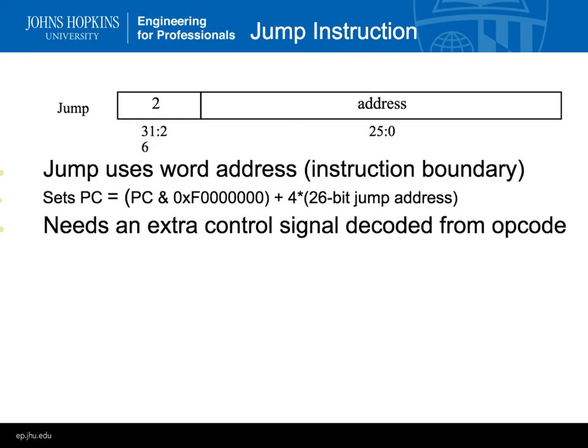And jump. All that does is calculate a new address for the next instruction or program counter. So all we have to do is, if you see that it's an opcode for a jump, which is 2 in the upper 6 bits, take this address, multiply by 4, so do the shift left 2, and go there.